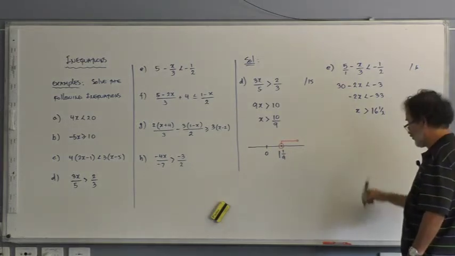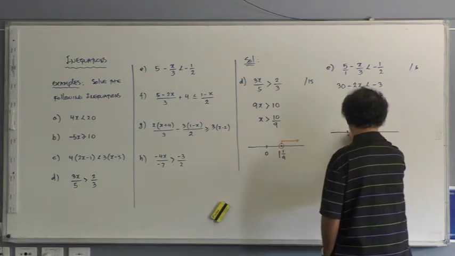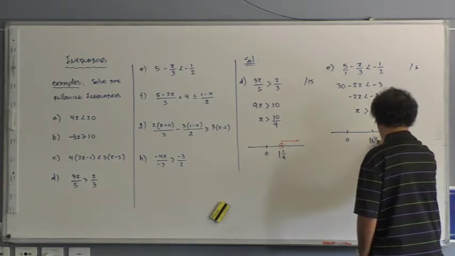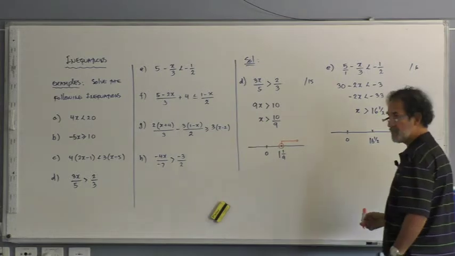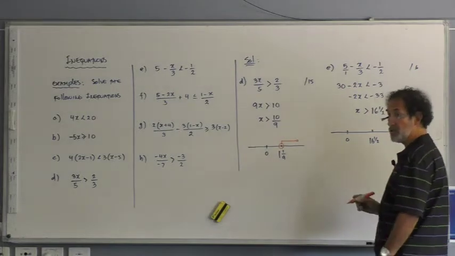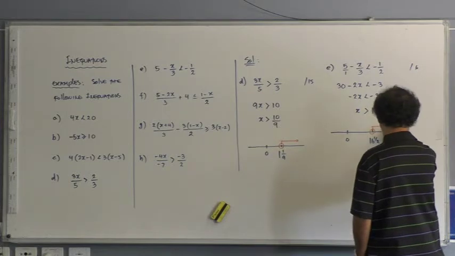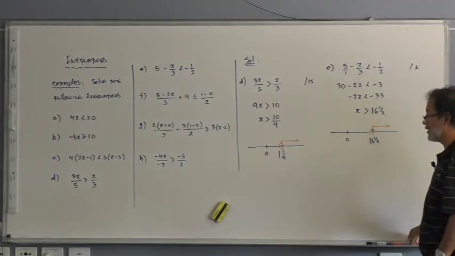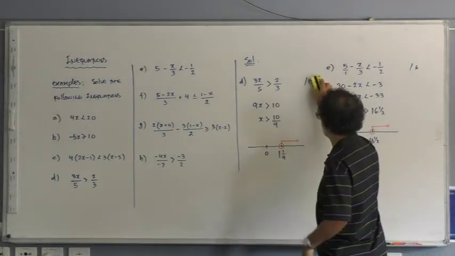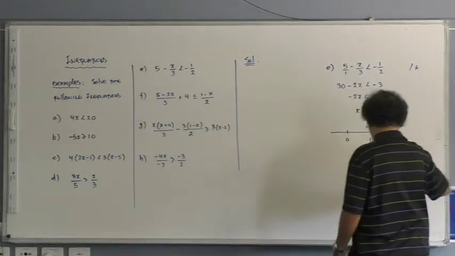All right, and then you draw the number line. Are we going to the left or right? Right, because it's greater than. Does it include 16 and a half? No. Okay, so so far so good.